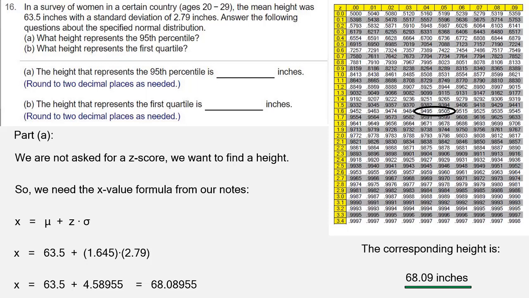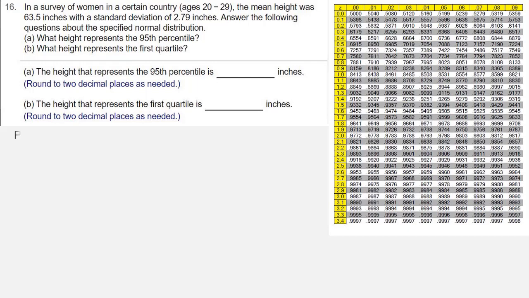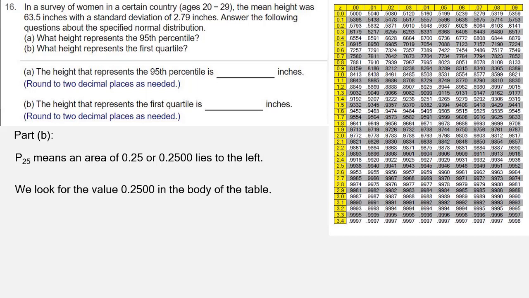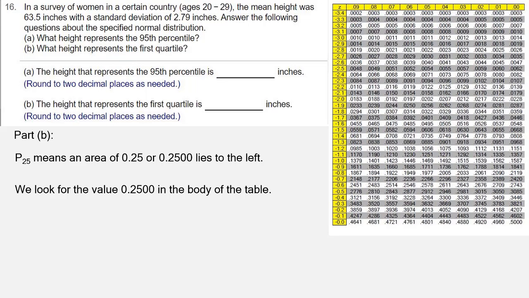In part B, we're looking for the first quartile. Now the first quartile is equal to the 25th percentile. So P25 means that an area of 0.25 lies to the left of our z-score. Because the table has 4 decimal place accuracy, we'll look for 0.2500 on the table. Because 0.2500 is less than 0.5, we need the negative side of the standard normal distribution table.